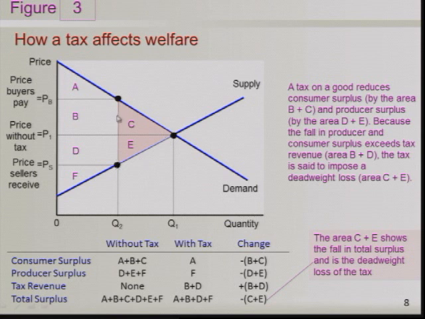Okay, now we've got a tax right here, this tax wedge separating the price that buyers pay from the price that sellers receive. So here's our tax wedge. What's our new consumer surplus?